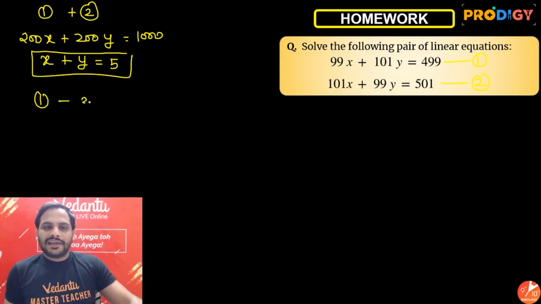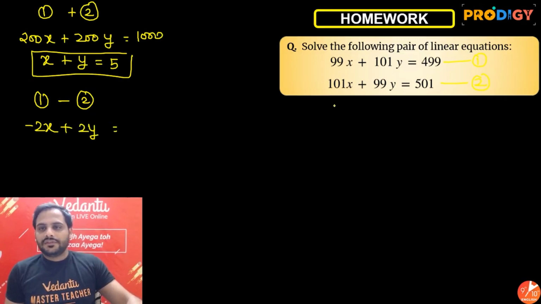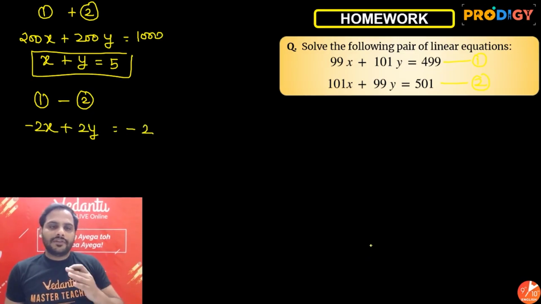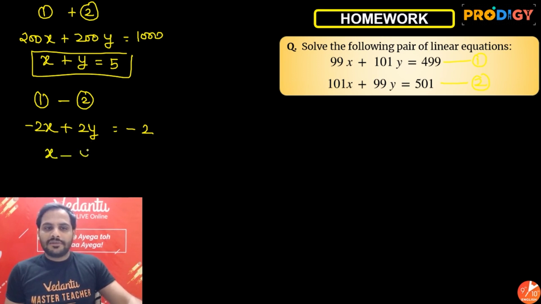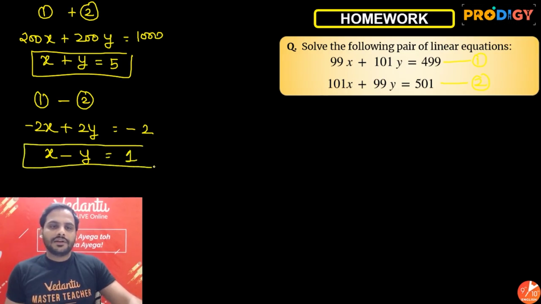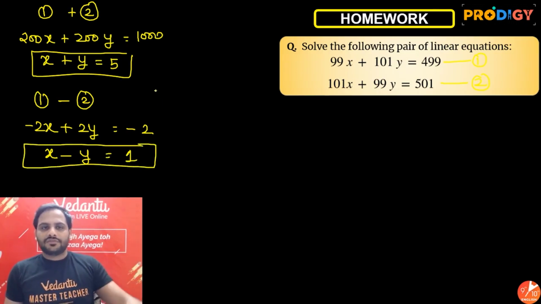Then I will do equation 1 minus equation 2. So 99 minus 101 is minus 2x, 101 minus 99 is plus 2y, is equal to 499 minus 501, which is minus 2. If I take minus 2 common from both sides, I'll be left with x minus y is equal to 1. Or you can say divide both sides by minus 2. So this is my equation 3, and this is my equation 4.